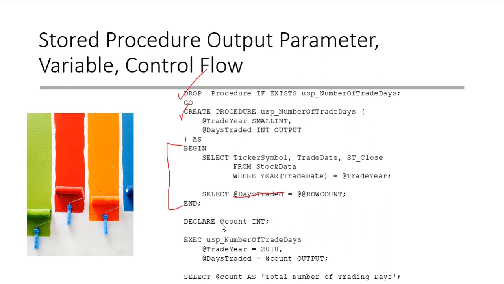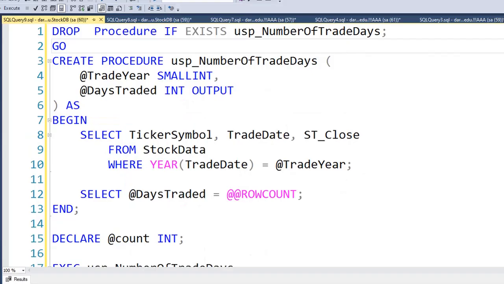Then we declare @count to be of type int. When we execute the stored procedure, we will here say that @tradeYear is equal to 2018, and @daysTraded equal to this @count output. So we've stuffed into @daysTraded the @count output, and we then select @count as total number of trading days. So here is that stored procedure in SQL Server.